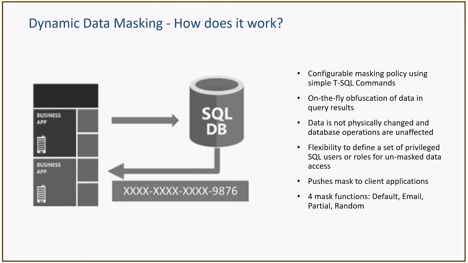And there are 4 different masks that come with it. There's default, which basically applies whatever mask is appropriate depending on the data type. There's an email mask. Partial is for when you want to, for example, apply kind of a custom string mapping on top of that, and then random is for numeric to create random numbers.